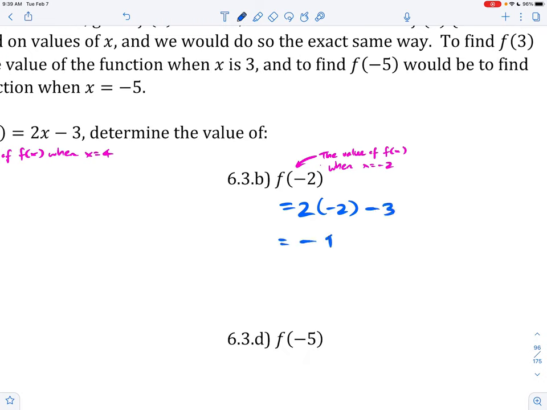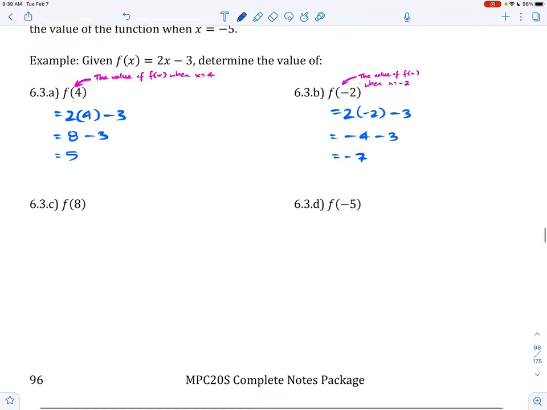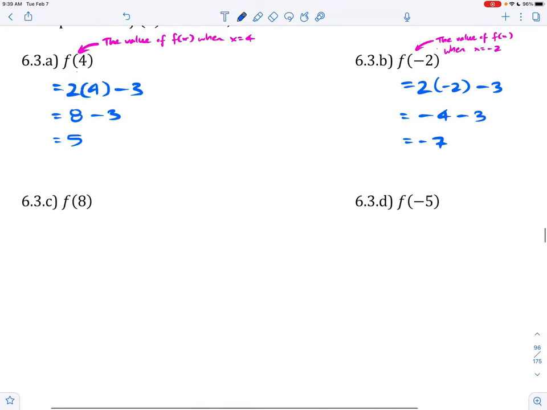And from there, 2 times -2 is -4. -4 minus 3 is -7. So proceed with these other two the same way.